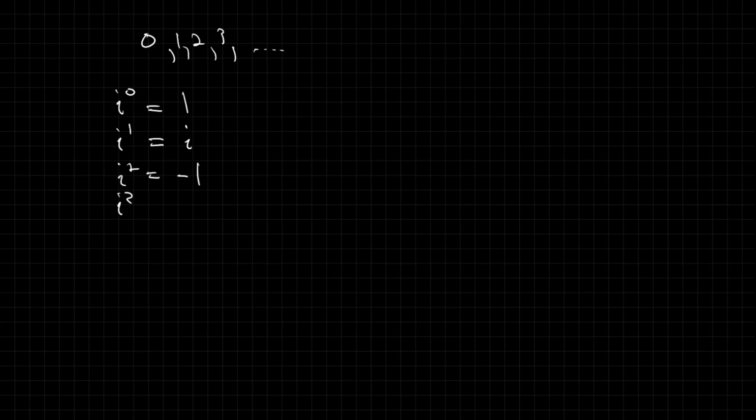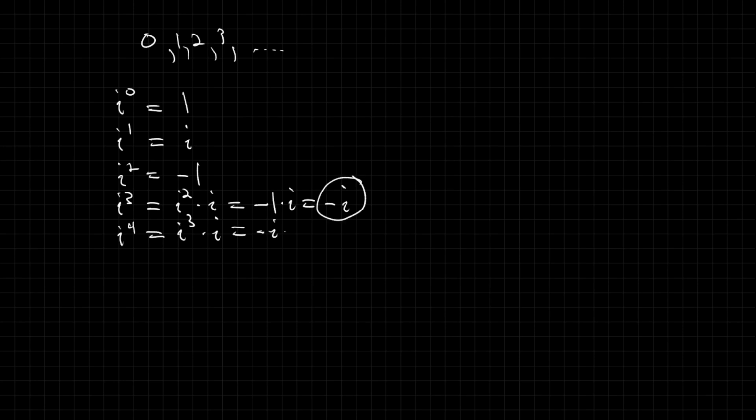Now let's do i cubed. We can rewrite that as i squared times i, using properties of exponents, and i squared is negative 1. So this is going to be negative 1 times i, or more simply, negative i. And then finally, i to the fourth we can write as i cubed times i. i cubed is negative i, so this is negative i times i. And now i times i is negative 1, so this will be equal to negative negative 1, which is just 1.